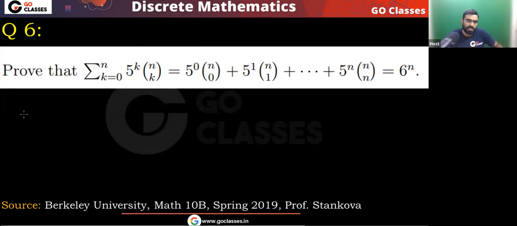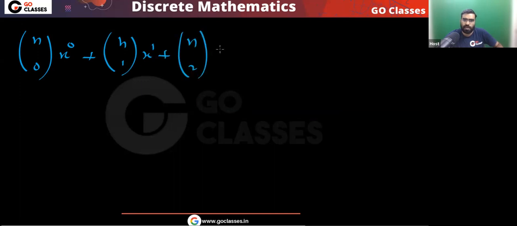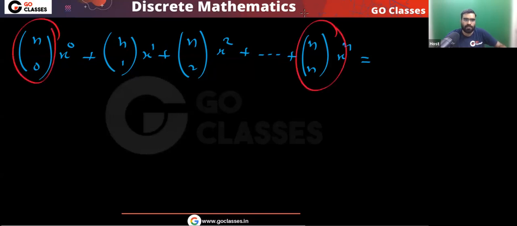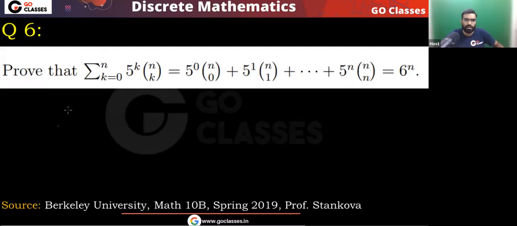Whenever you see this type of equation, nC0 x power 0 plus nC1 x power 1 plus nC2 x power 2 and so on, up to nCn x power n, what comes to your mind? This is your binomial theorem, nothing else. Very simple. So here in this question also you have the binomial theorem.